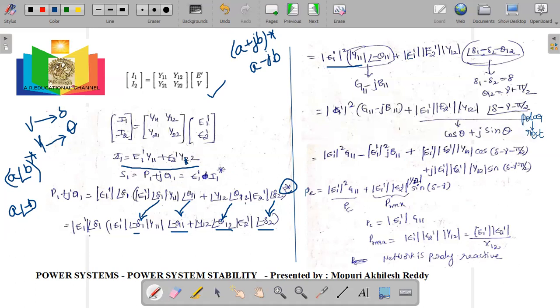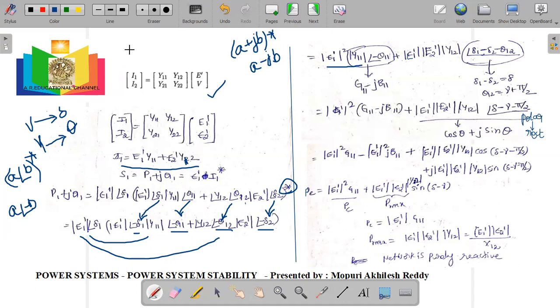Then multiplying this term with this, that came. Now we will multiply this term with this. What we will get? E1 dash into E2 dash into Y12 at an angle of delta 1 minus delta 2 minus theta 12. That is what I had written here.